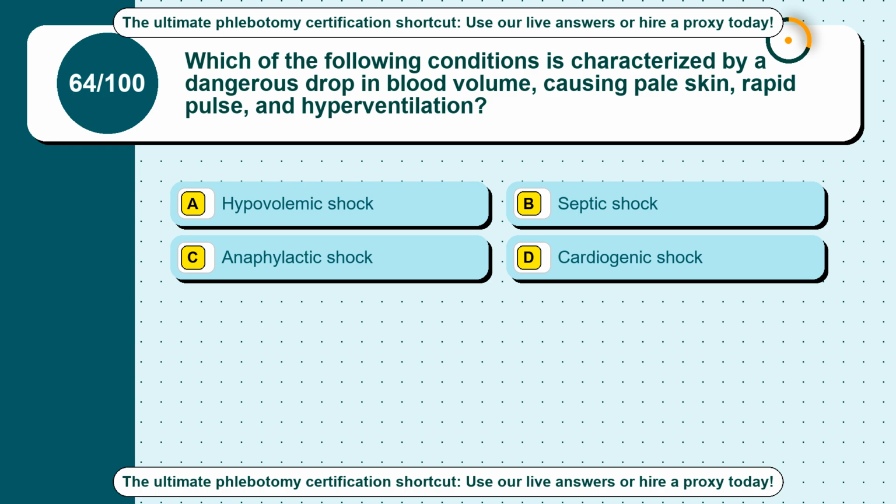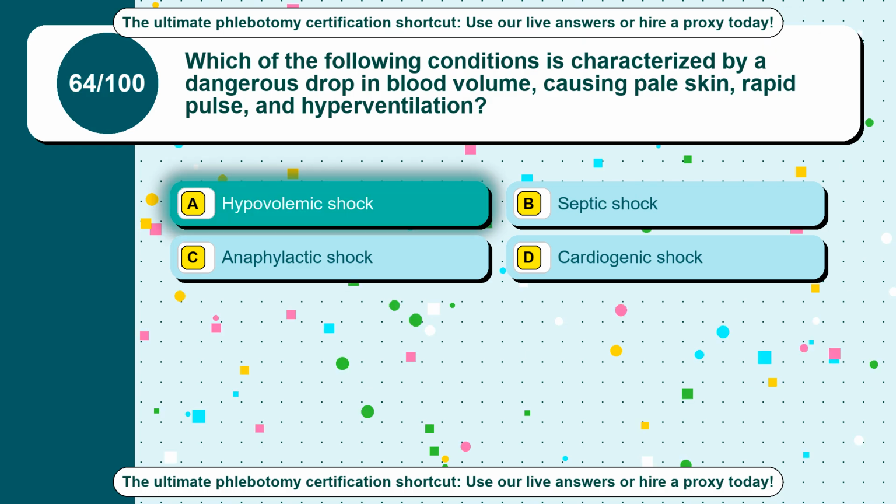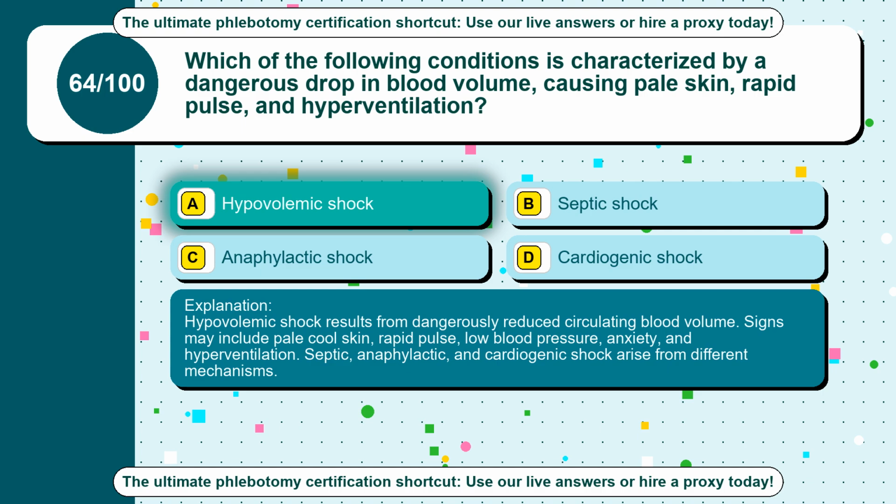Option B, septic shock. Option C, anaphylactic shock. Option D, cardiogenic shock. The correct answer is option A, hypovolemic shock. Hypovolemic shock results from dangerously reduced circulating blood volume. Signs may include pale cool skin, rapid pulse, low blood pressure, anxiety, and hyperventilation. Septic, anaphylactic, and cardiogenic shock arise from different mechanisms.